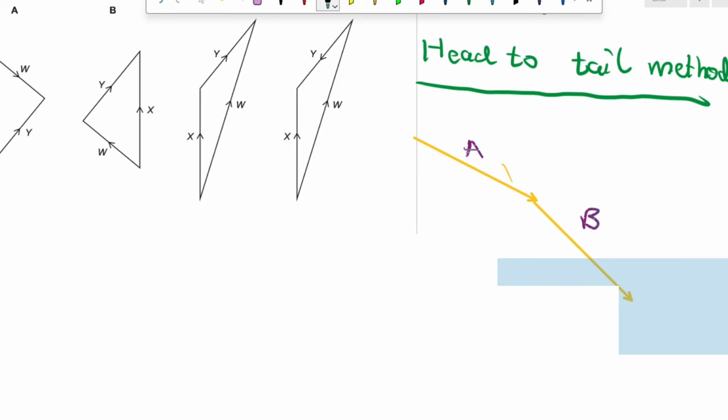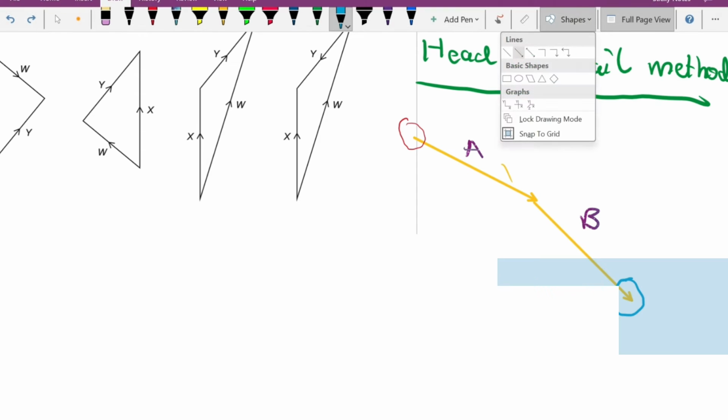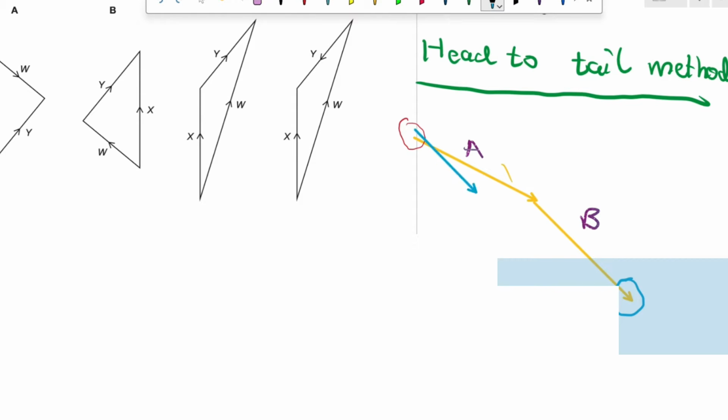Your resultant vector has to come from the tail of one vector. So it has to come from this tail and go to the head of the other vector. So what is it going to look like? Basically, it's going to come here, and then it's going to go here. So this is how you're now going to connect them. I've just connected them head to tail, and this is going to be my resultant force.